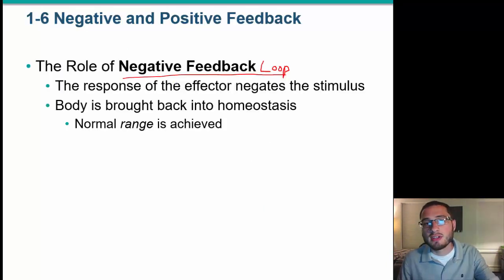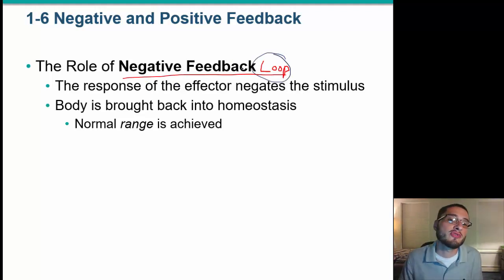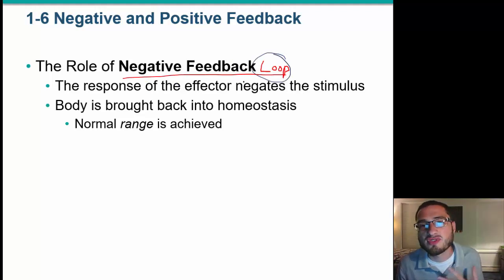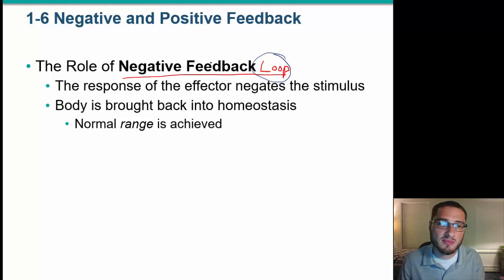And this is called a negative feedback loop. Sometimes it's just called negative feedback. Sometimes it's just called a feedback loop, but it's the idea that it's constantly going around. As things are getting too high, we're bringing them down. As things are getting too low, we're bringing them back up. It's this teetering idea that we want to stay within a range.